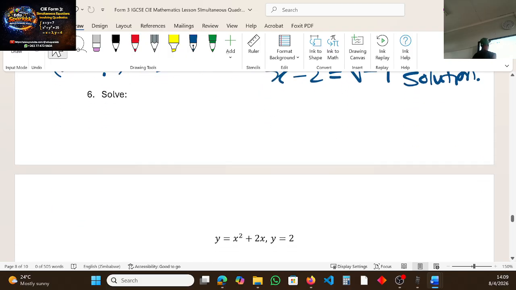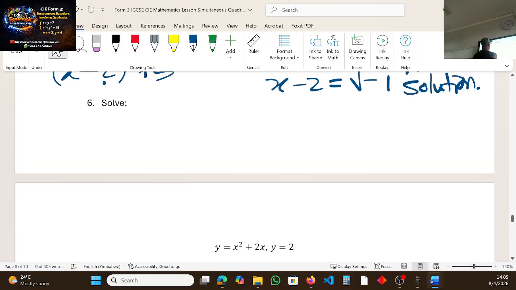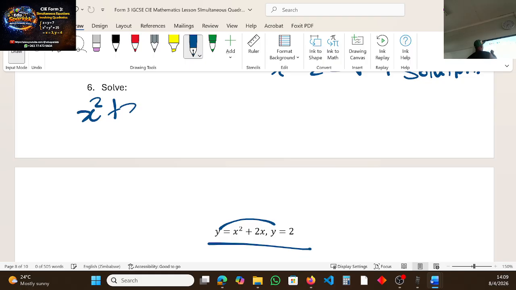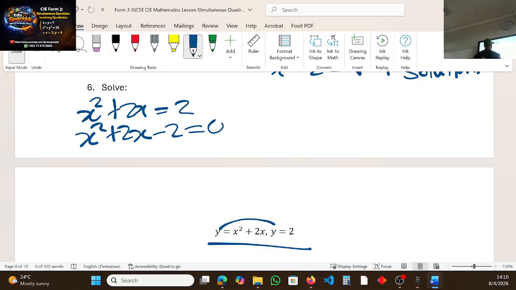Right, as we are moving, we are required to solve this problem below, where we have these two equations. As we can see, y is 2. So where I have y, I'm allowed to put a 2. So I can say x squared plus 2x is equal to 2. When I do my calculations in standard form, in other words, transposing all to the left, I'll end up having x squared plus 2x minus 2 equal to 0.